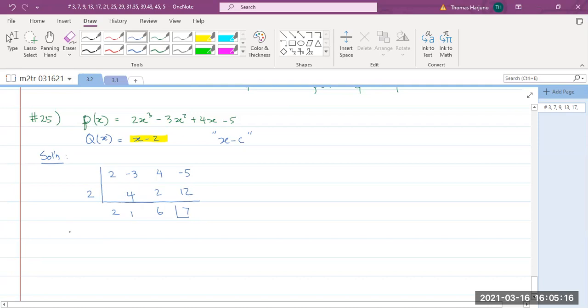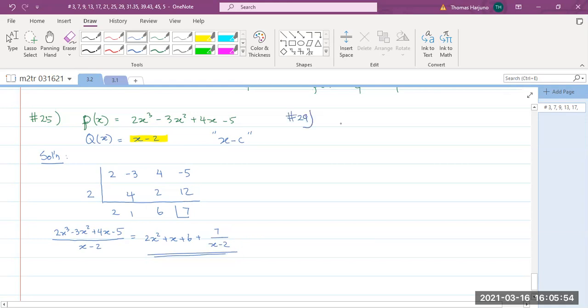Okay, so the quotient is (2x cubed minus 3x squared plus 4x minus 5) over (x minus 2), which equals a polynomial of 1 degree less: 2x squared plus x plus 6 plus 7 over x minus 2. Okay, that's number 25. Number 29.